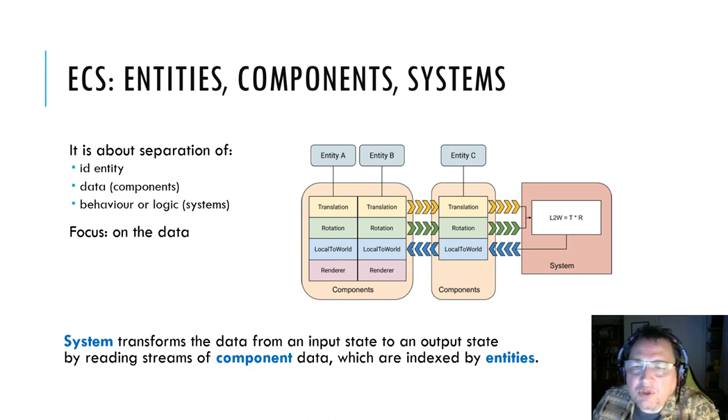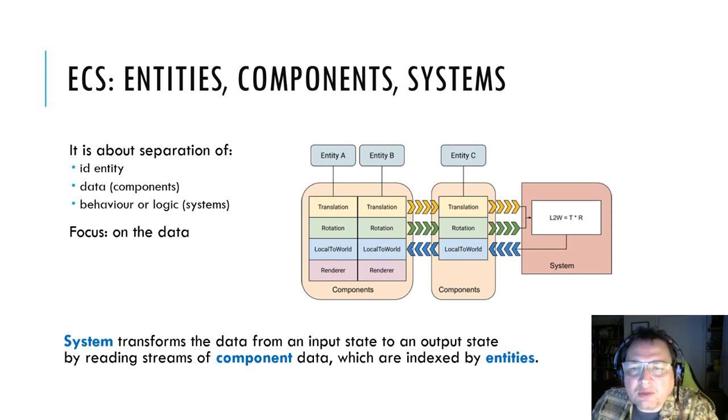In this diagram, you can see a number of data components that form two input and one output streams of data. The input is consumed and the output is produced by the system, the system that represents the behavior or logic of the game. But the important point is that this system is independent, or it works externally from any entities.